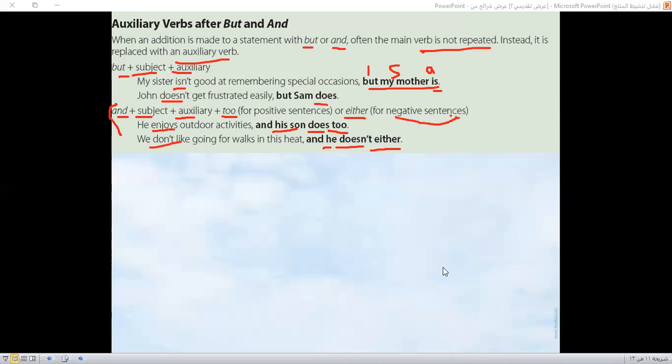Okay. We're going tomorrow, inshallah, to understand this grammar more when we have the exercises. You can do the exercises at home. So if you have a question, you can ask me. I think our time is done. Let me take the attendance and then you're free to go.